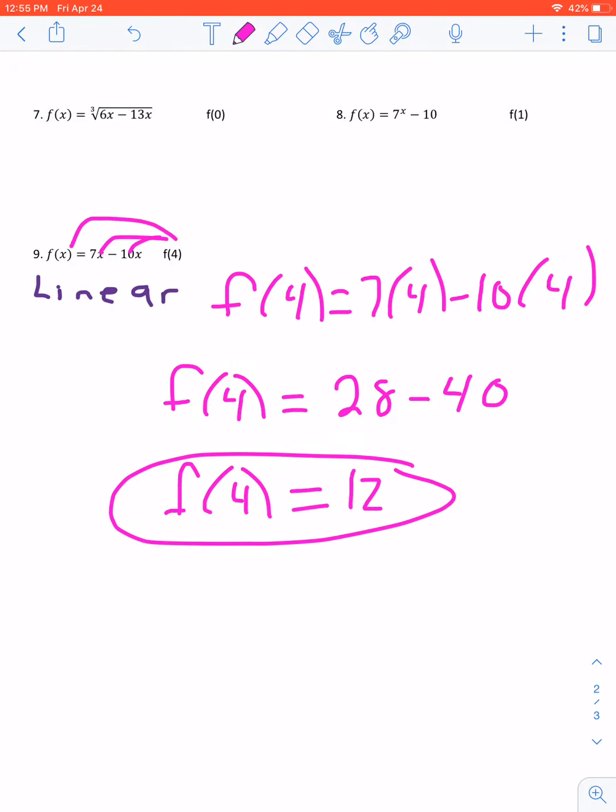Okay? So that's your lesson for today, identifying linear and absolute value equations and then evaluating those functions. If you have any questions, log on to Zoom.